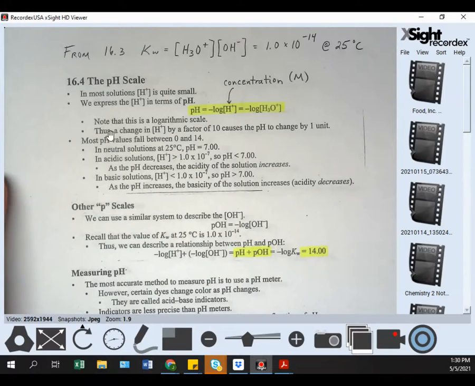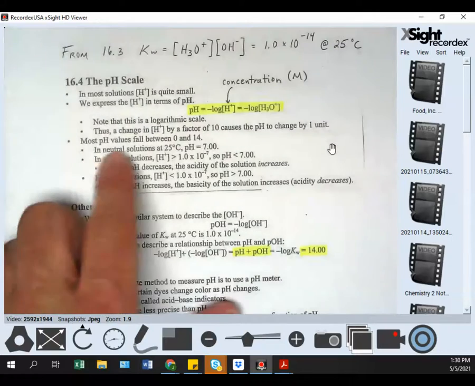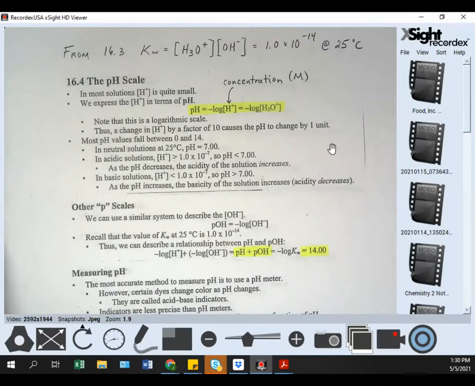It says down here, a change in your concentration of hydrogen by a factor of 10 causes the pH to change by 1 unit. Most pH values fall between 0 and 14. Now, think about this. What's your exponent? Negative 14, and that's a multiple of 10. It's a decimal movement for the exponent. So your scale is going to be directly related to the concentration that you have of each, and you'll be able to see it with the exponent.